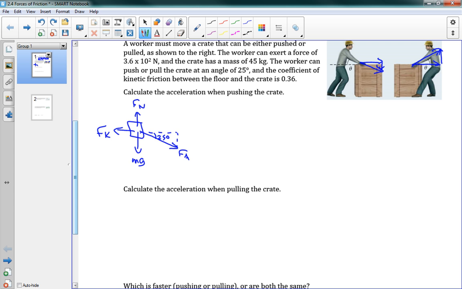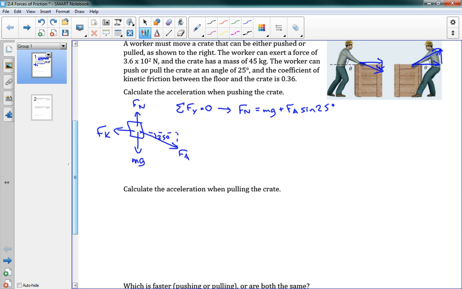I can say that the net y force is equal to 0. That's because it's not falling into the ground. It's being held up by the ground. So this tells me that my normal force upwards has to be equal to all the downwards forces. So mg plus Fa sine 25 degrees.